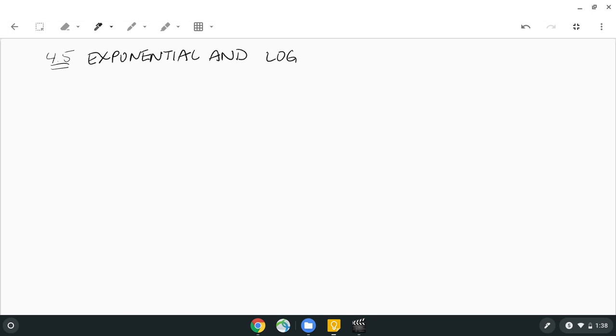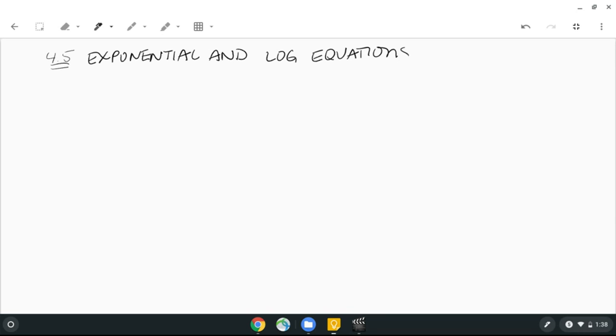Okay, so 4.5. I think I want that size. Okay, exponential and log equations. Okay, we're going to start off with exponential equations.